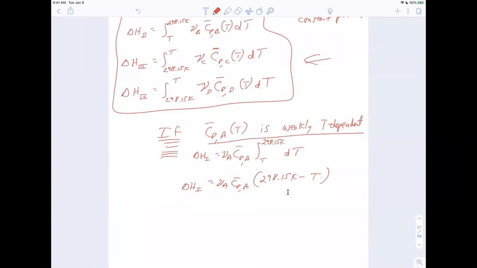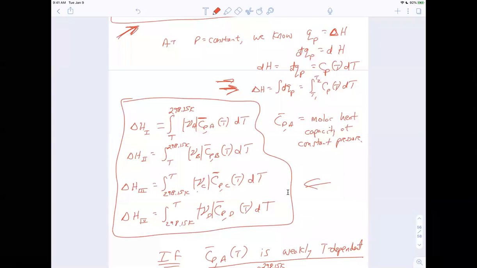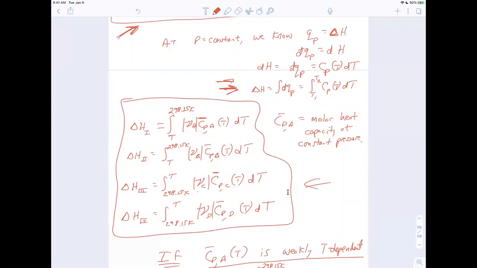Yeah, that's a good question. So you would use the absolute value in this case, because the limits of the integration will take care of the delta H. All you need to know here, since Cp is molar, is how many moles of a particular species are going to be involved. So you would use the magnitudes of the stoichiometric coefficients. That's a great question.